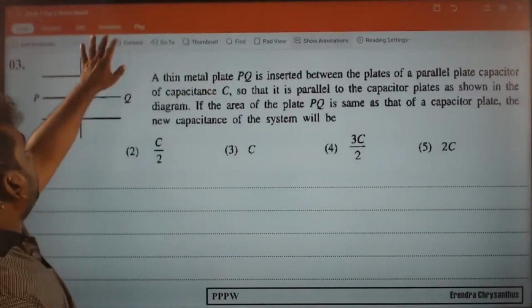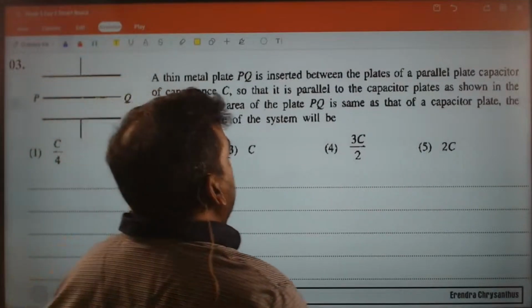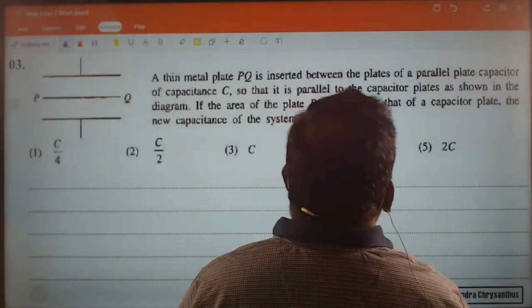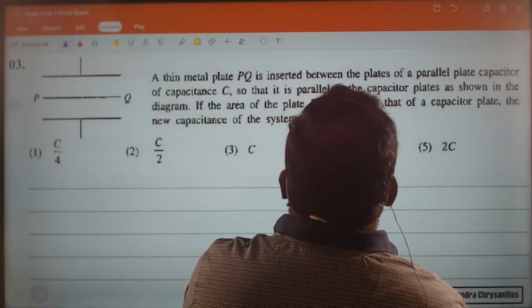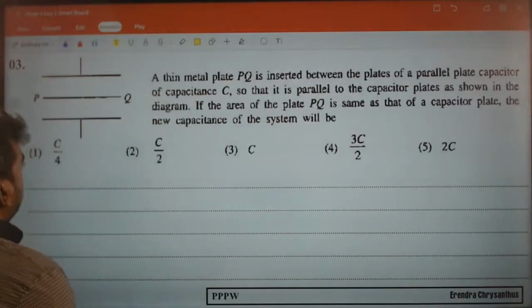Right. A thin metal plate PQ is inserted between the plates of a parallel plate capacitor, so that it's parallel to the capacitor plates as shown in the figure. If the area of the plate is same as the capacitor, find the new capacitance. Look at the board carefully.